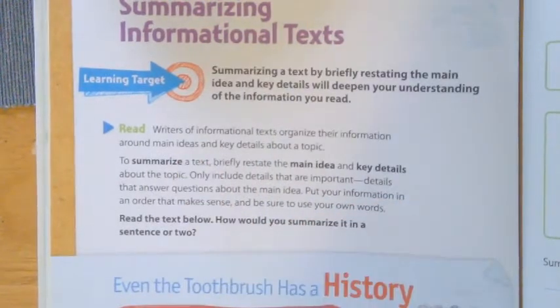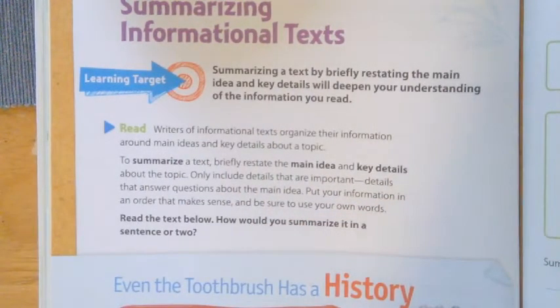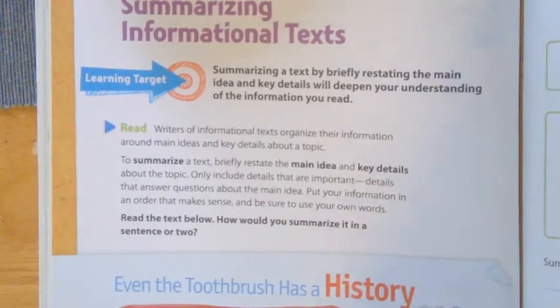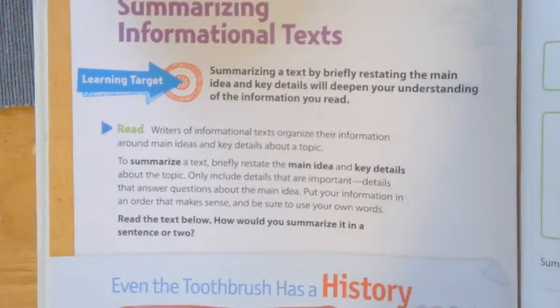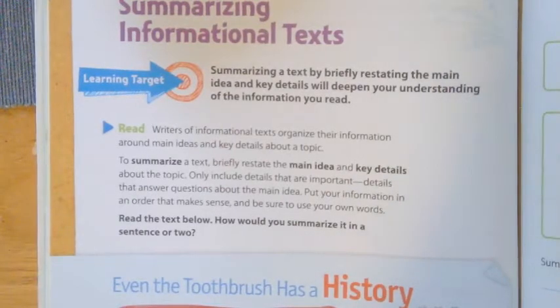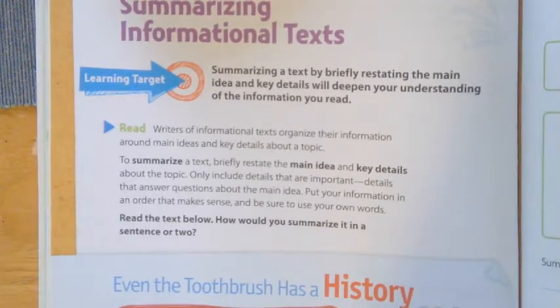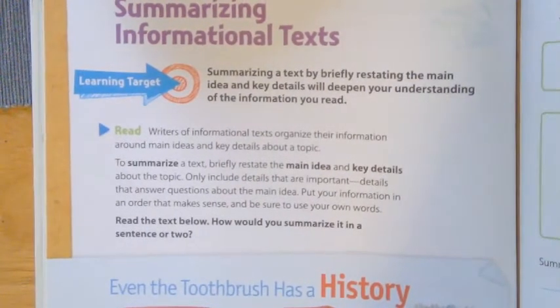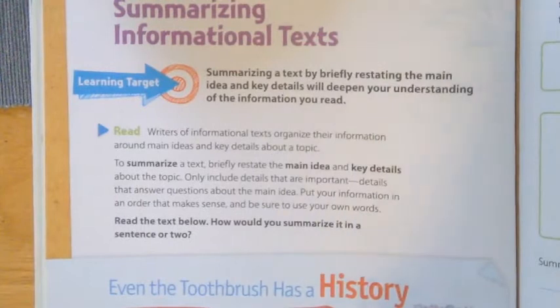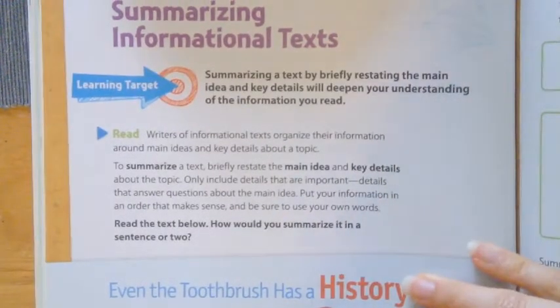Writers of informational texts organize their information around main ideas and key details about a topic. So again, some review on what we're working on and what those specific pieces are. To summarize a text, you're going to briefly restate the main idea and key details about the topic. Only include details that are important, details that answer questions about the main idea. Put your information in an order that makes sense, and be sure to use your own words. So we're going to read the following text, and we're going to work towards summarizing it.